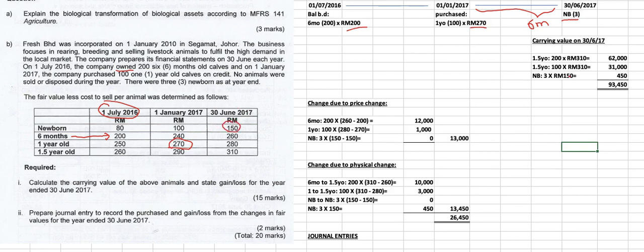This is the fair value. Okay, alright. I did not write it here, right? Why did I not write it up here? Because it is on the same day when you calculate the carrying value. So I just write it down here, 150. Okay, you can write it here too if you want. Okay, times with RM 150.